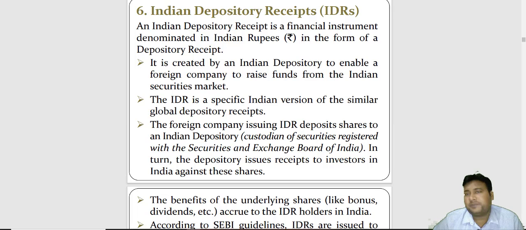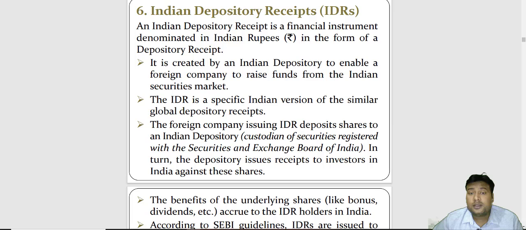And the main purpose for creating this particular depository is to enable a foreign company to raise funds from the Indian securities market. Like suppose any foreign company needs money from India. So through the IDR, they can take the money from India as an investment. So IDR is a specific Indian version of the similar global depository receipt. Only the difference is that in global depository receipt, the money is US dollar, and in Indian depository receipt, the money is Indian rupees. The foreign company issuing IDR deposits shares to the Indian depository.